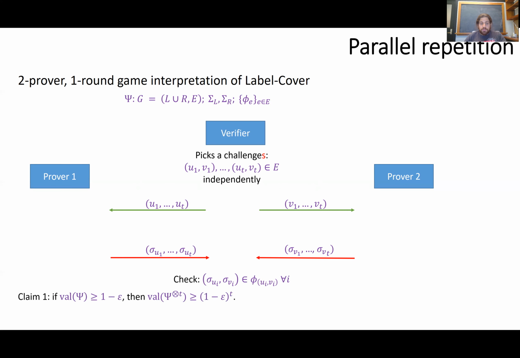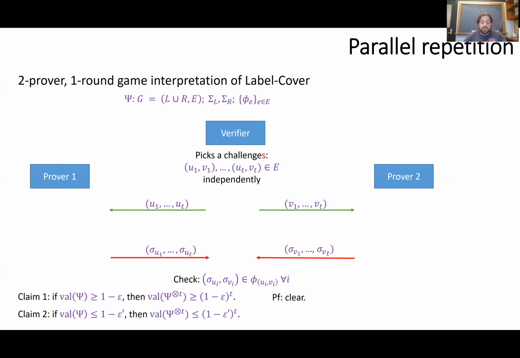So it's easy to see that if we start from a highly satisfiable label cover instance, then when you do this parallel repetition, you end up with a highly satisfiable label cover instance as well. Namely, the value of this parallel repetition is at least (1 minus epsilon) to the t. And the proof is clear. There is really nothing to prove here. It's obvious: you execute the same strategy on each coordinate.